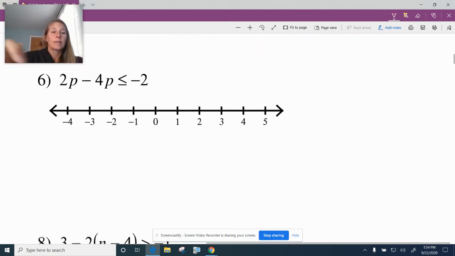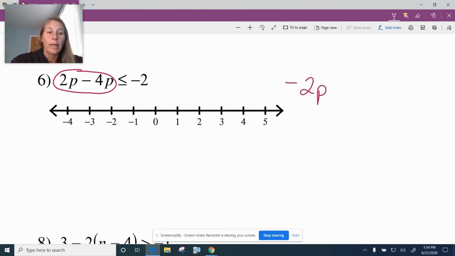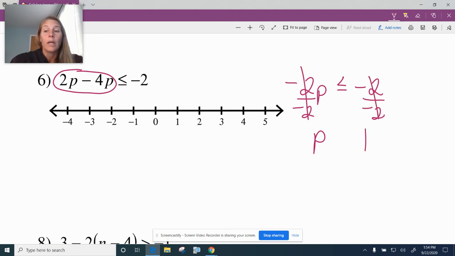Okay, number 6. So I have two like terms on the same side of my inequality sign. So 2p minus 4p is actually negative 2p. And then on the other side, I have a negative 2. Now when I divide by negative 2, I'm going to have p, because negative 2 divided by negative 2 is just a 1. On this side, negative 2 divided by negative 2 is also a 1. But because we divided by a negative, we need to flip the inequality sign to face the other direction. So we have p is greater than or equal to 1.